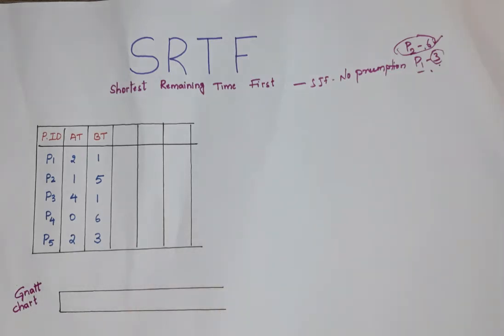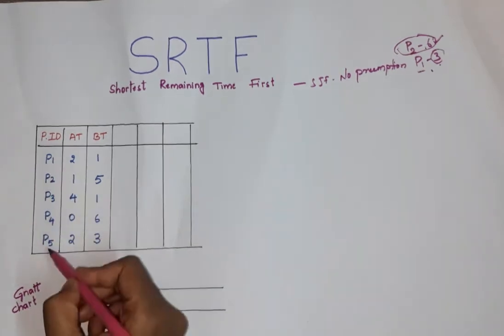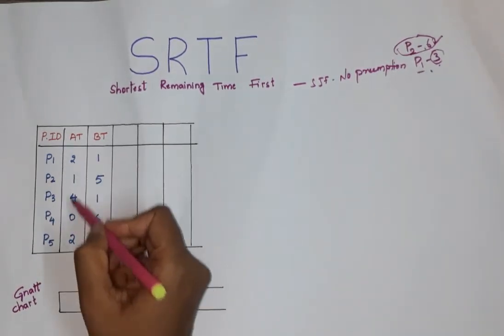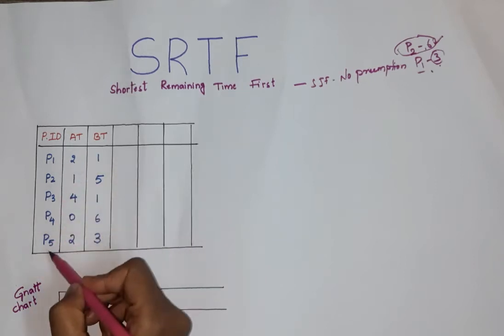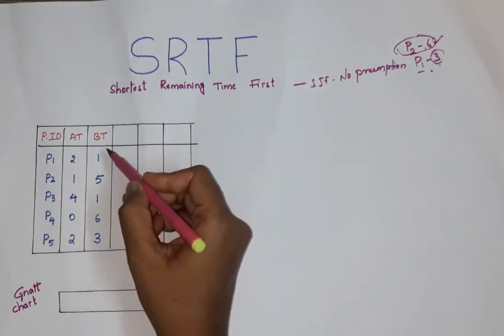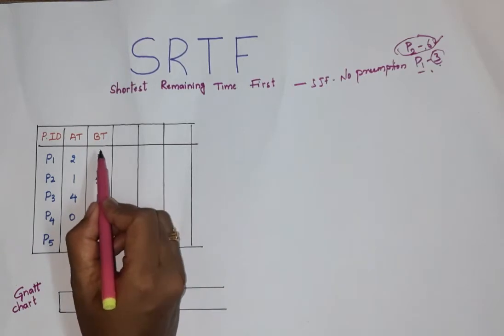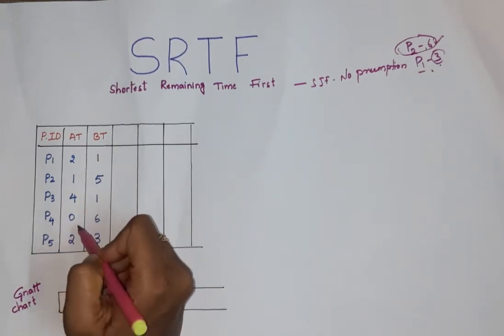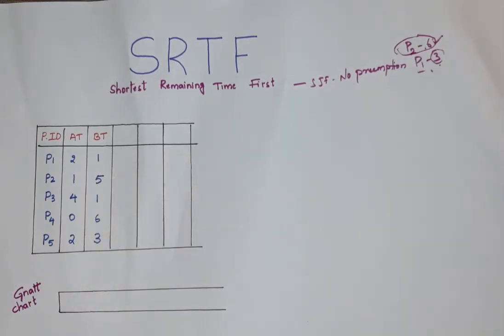How that works, we will see now. So these are the 5 processes we have taken. This is the process ID, these are the arrival times of these processes, and these are the burst times. Burst time is nothing but execution time. How much time is needed to execute that process is nothing but burst time. So we require a Gantt chart for this. So this is the Gantt chart.